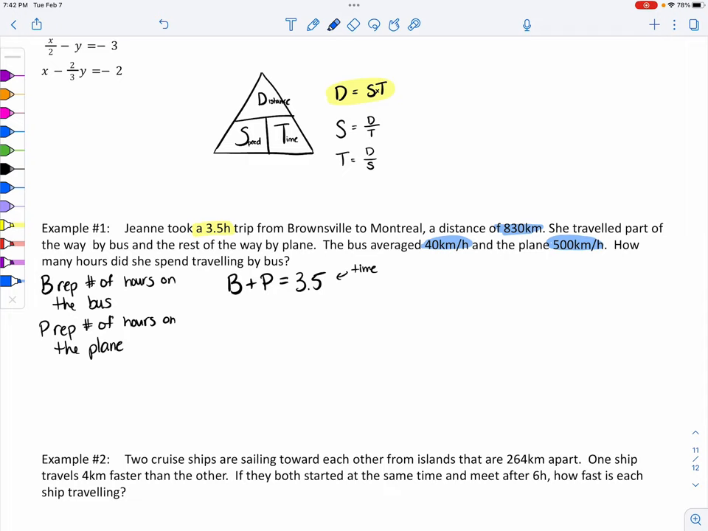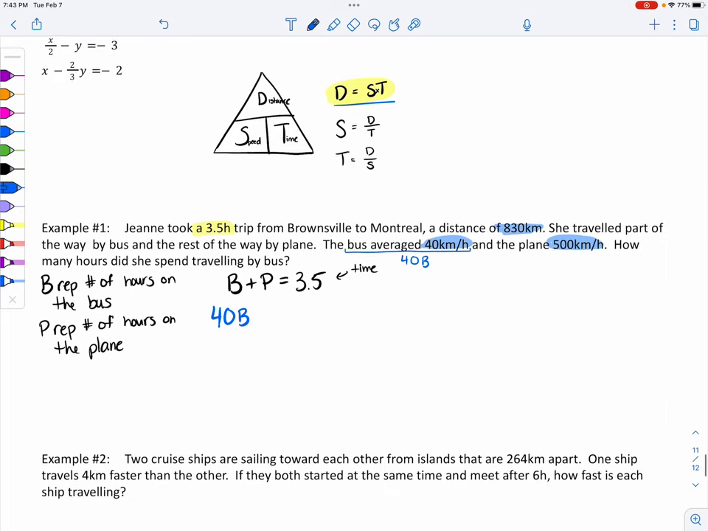I know the total distance, so I can come up with an equation that represents the distance. The distance they traveled on the bus, remember, distance is speed multiplied by the time. So the distance for the bus is 40 kilometers an hour multiplied by the number of hours they were on the bus. In this case, that's the letter B. So 40, the speed, times the time on the bus represents the distance they traveled on the bus.